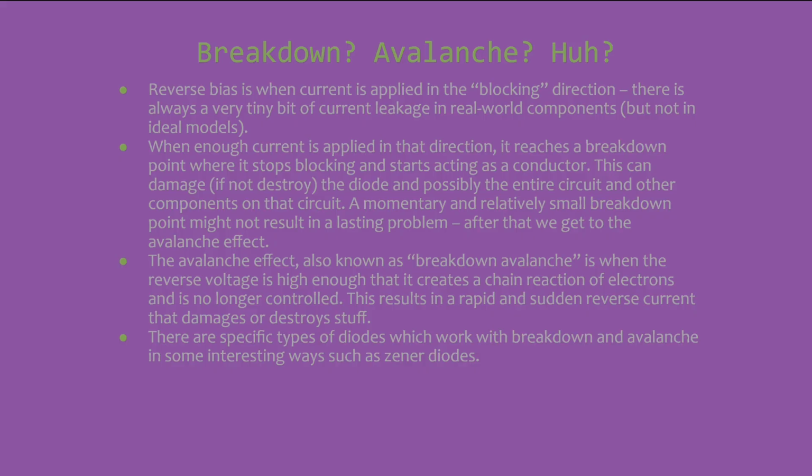The avalanche effect, sometimes people call it breakdown avalanche. It's when the reverse voltage is so high that it creates a chain reaction of electrons that keep striking other electrons. This results in rapid and sudden reverse current that will definitely damage or destroy things. Although there's actually certain types of diodes meant to work a bit more sanely with breakdown and maybe even avalanche in some interesting ways. Zener diodes are one of those examples.